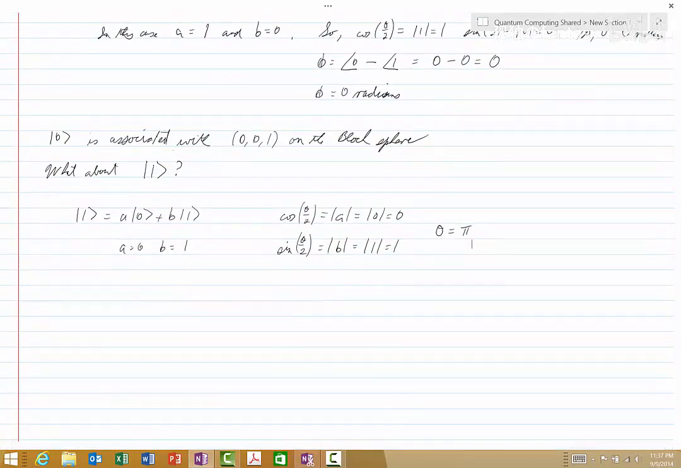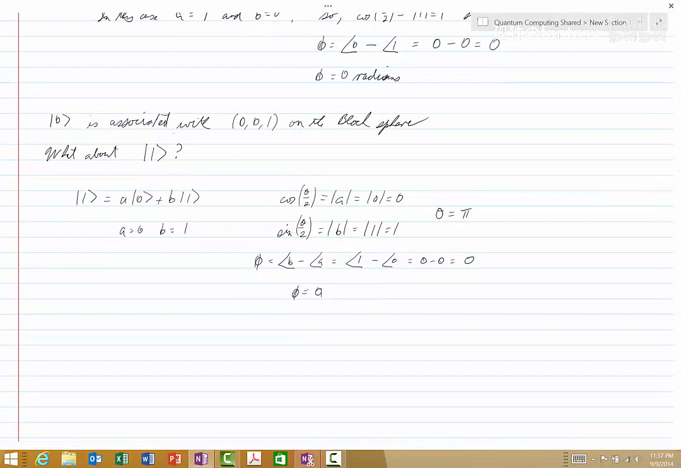Now, what about phi? Well, phi is the phase of B minus the phase of A. So this is the phase of 1 minus the phase of 0, which is 0 minus 0, or 0. And so we have phi is 0, and theta is pi. And so what is the point on the Bloch sphere? Well, it is the point 0, 0, negative 1.